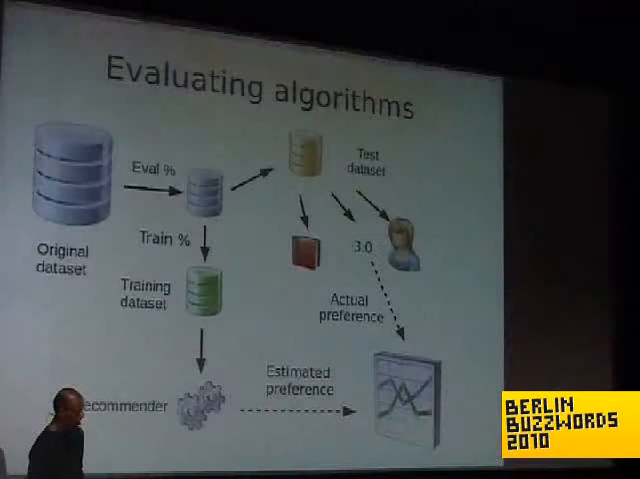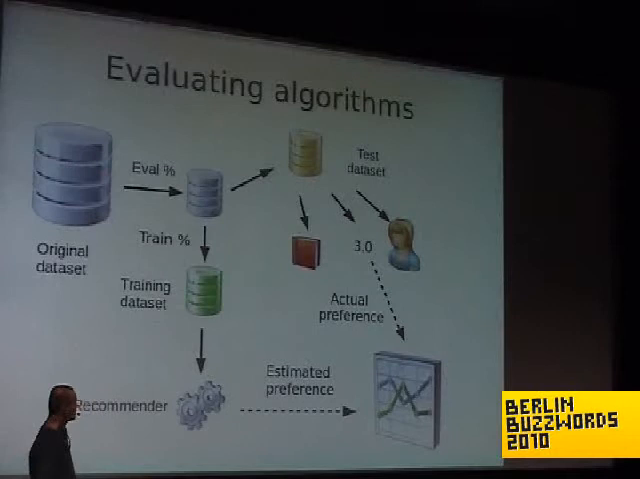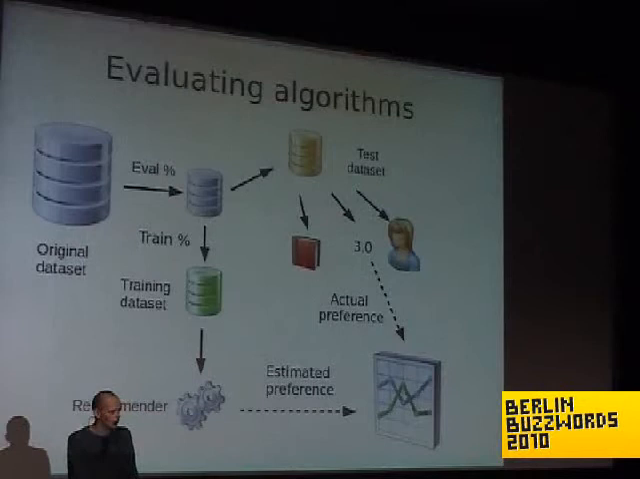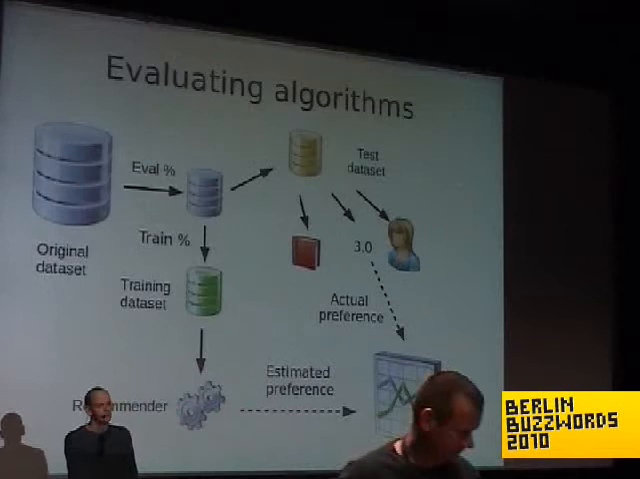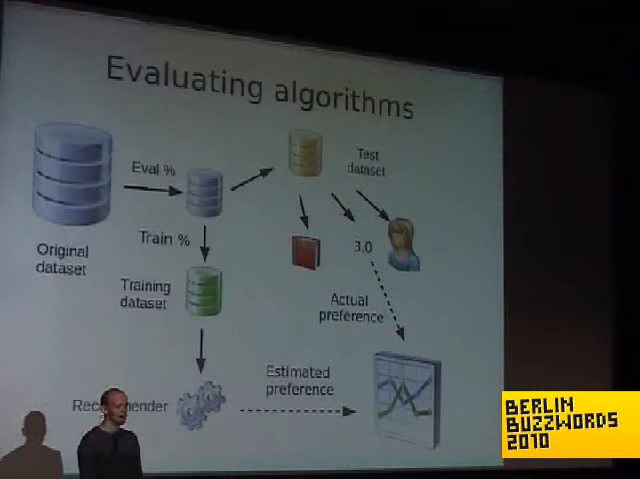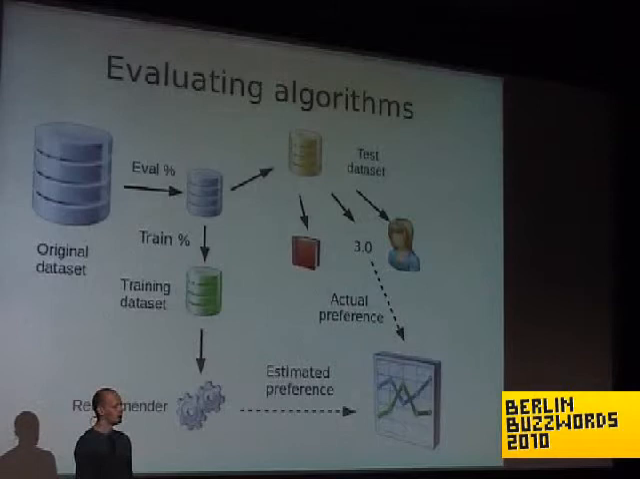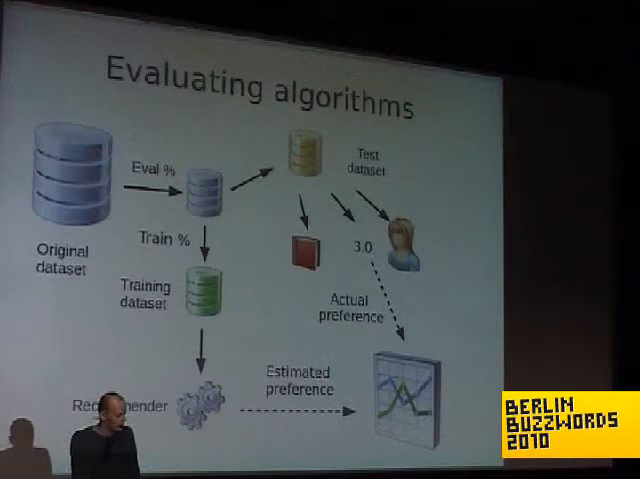Okay, the next subject is how to evaluate algorithms. Suppose you have a data set on the left, your original data set. How you're going to evaluate this is you take a sample of your data set with an evaluation percentage. You could also just use the entire data set, of course. Then it gets split into a training set and a test data set. You use the training data set on a given recommender, which uses the algorithm you want to test. Next, you take a user and an item from the test data set, and you ask the recommender to estimate a preference. The idea is that you then look for the difference between the actual and estimated preference. And of course, you want this difference to be as small as possible.